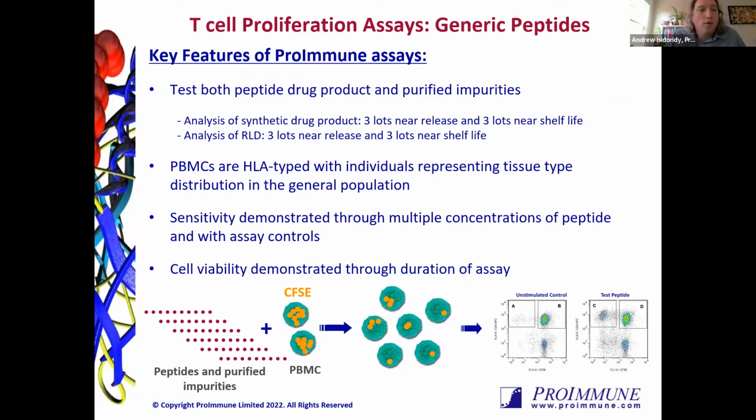All these PBMCs, as I mentioned, come from fully HLA typed individuals. So we can do a good job of matching that to a general population, or if you had specific HLA types that you wanted to include in the analysis, we can accommodate that as well. The sensitivity is demonstrated through multiple concentrations, so we would typically do a peptide titration curve and include additional assay controls. Cell viability is also demonstrated with this assay, as an additional assurance that any proliferation or lack of proliferation isn't caused by cell death.